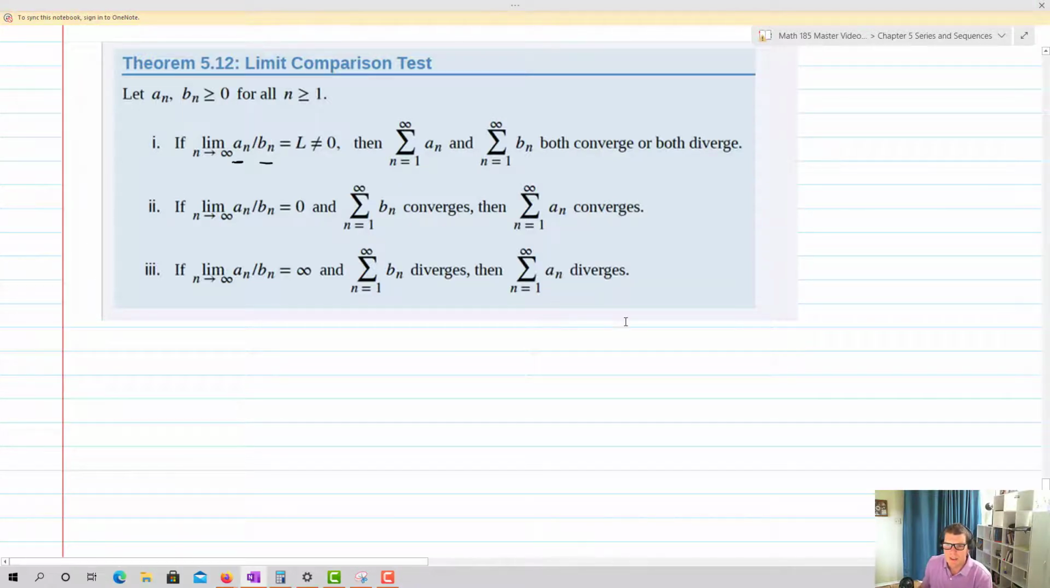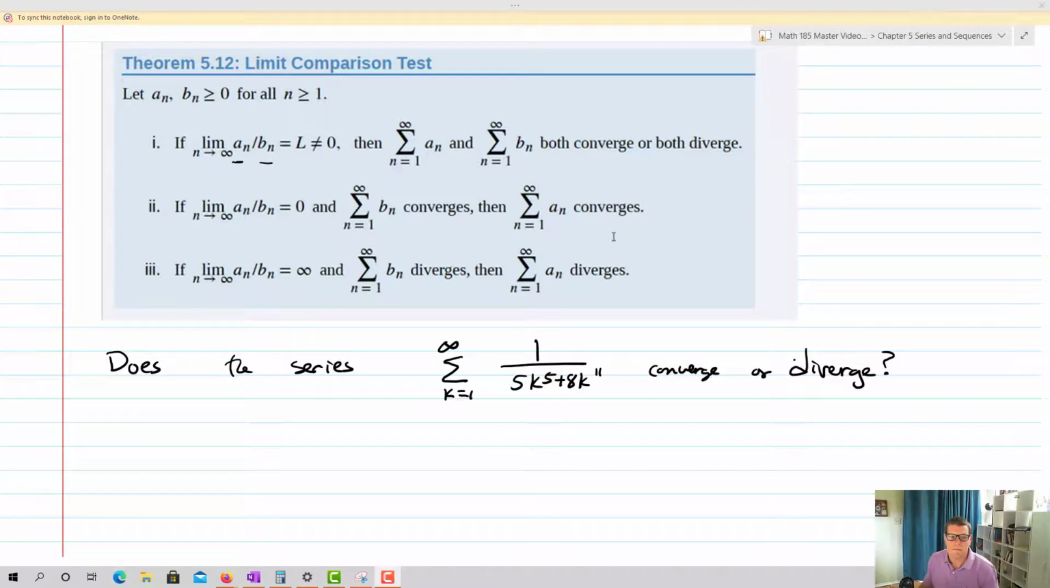So what we're going to do is take a look at three different cases here and see how we utilize this limit comparison test. So let's consider this question. Does the series, the sum k equals 1 up to infinity of 1 over 5k to the 5th plus 8k to the 11th converge or diverge?